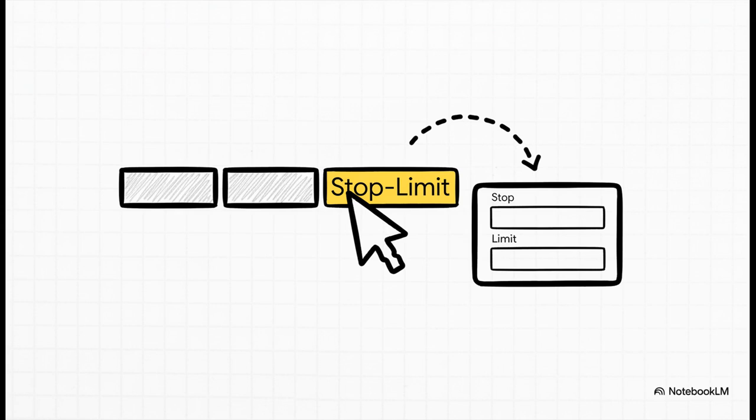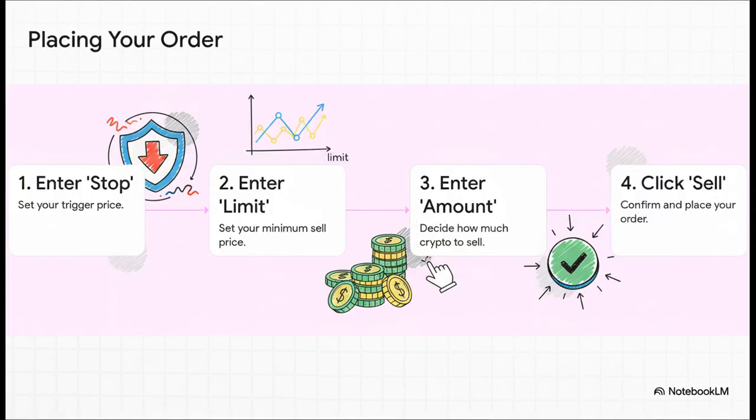Now look closely at that panel. You'll see a few tabs, probably Limit, Market, and the one we want, Stop Limit. This is the one you need to click. It's going to open up the right form with those two fields for the stop and limit prices we just talked about. And here we go. In that stop box, you type in your trigger price. Then, in the limit box, you put in your floor price. Remember, just a tiny bit lower than the stop. After that, you decide how much you want to sell in the amount field. It can be all of it or just a portion. Double-check the numbers, and then you just hit that big red sell button. And that's it. Your order is set.